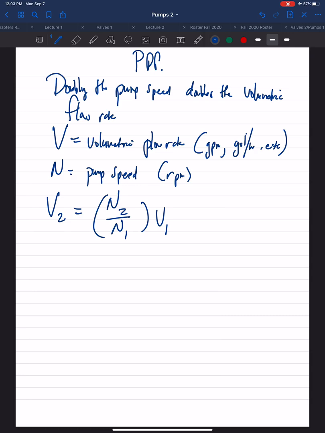So basically, with the directly proportional relationship between pump speed and volumetric flow rate, if V1 is my initial volumetric flow rate and N1 is my initial pump speed, if I change the pump speed, my new volumetric flow rate is directly proportional to it, per this relationship.